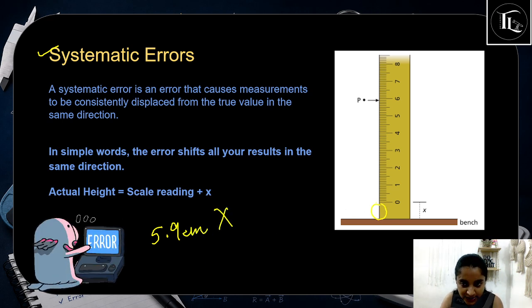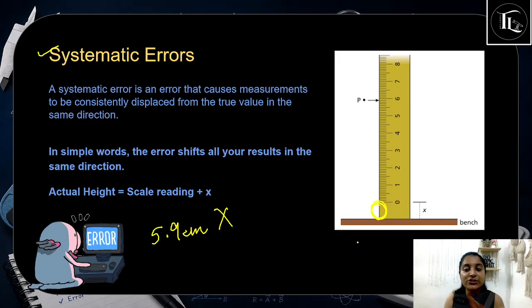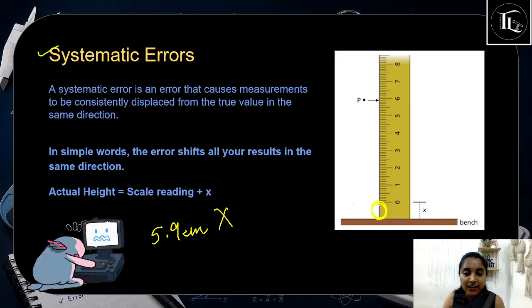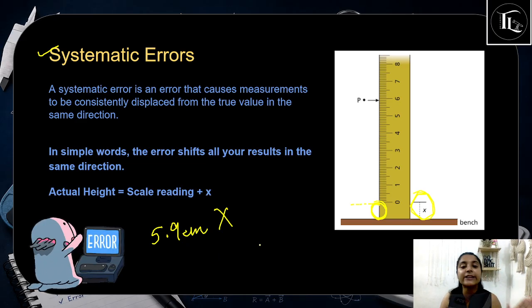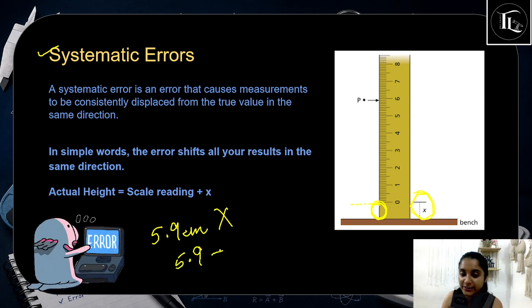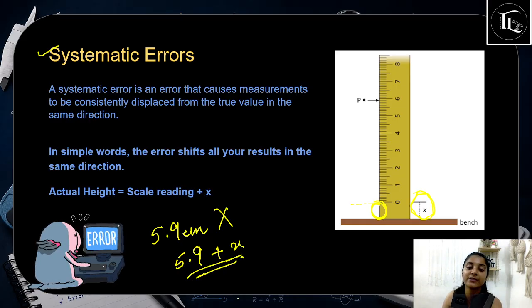Why? Because you see this, where does this measurement go? No one is measuring that, because the length that you're telling me is starting from 0, not from the very bottom. And this is height x here. So we need to add this x to every reading to get the actual height of the point. So you see how the error is shifting all the results in the same direction. So it will actually be 5.9 plus x centimeter. This is the actual height.